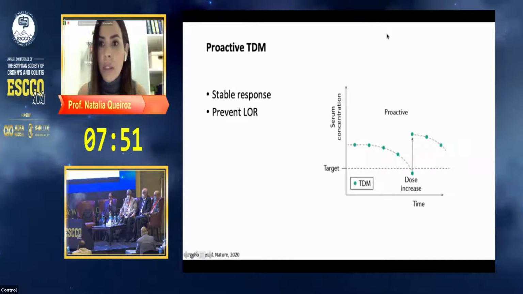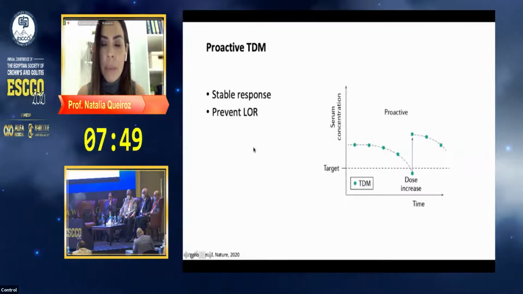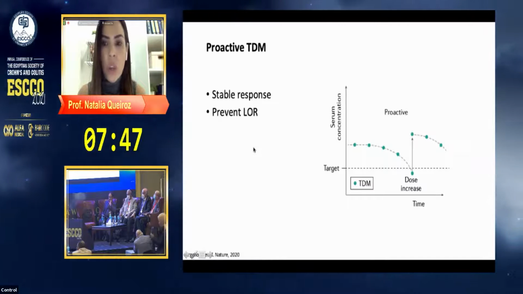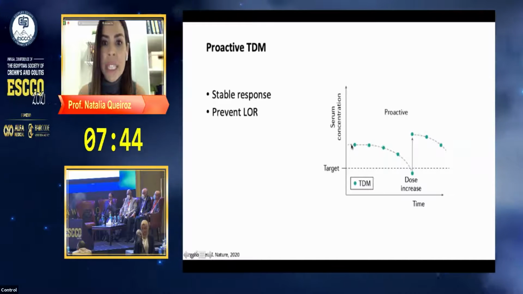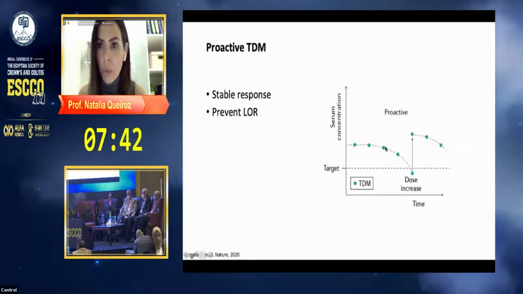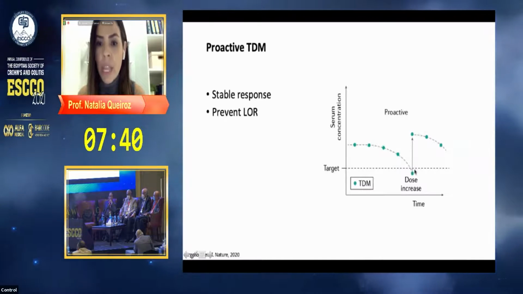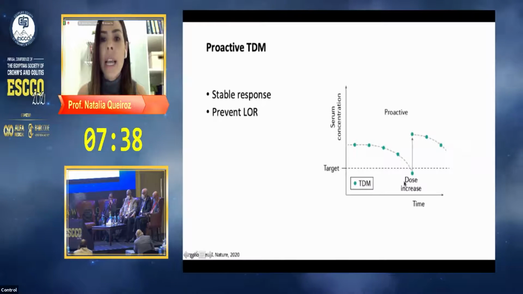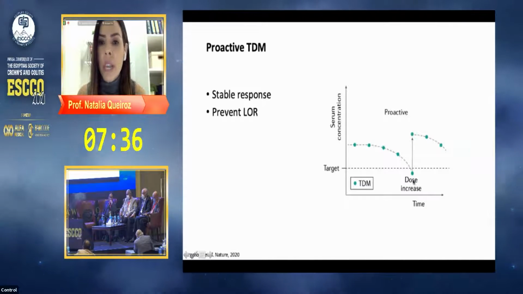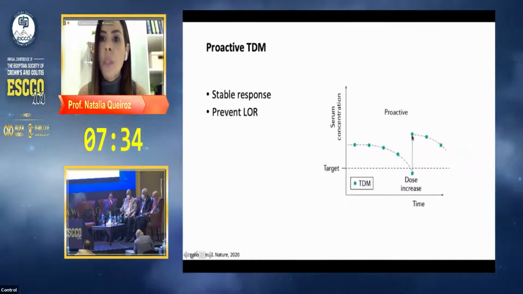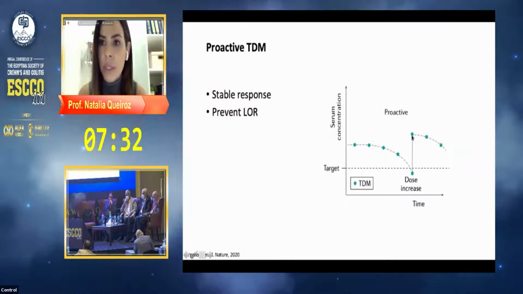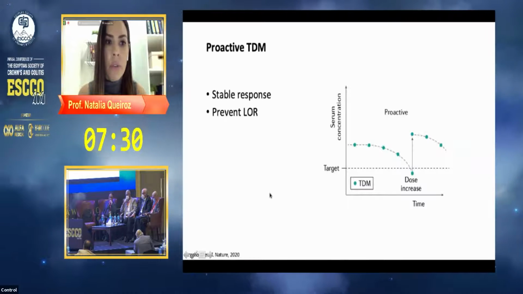The second situation when we can use TDM is proactively. So in patients with stable response, we check the levels, and when we detect that the level is below the target, we optimize early on before patients experience loss of response.